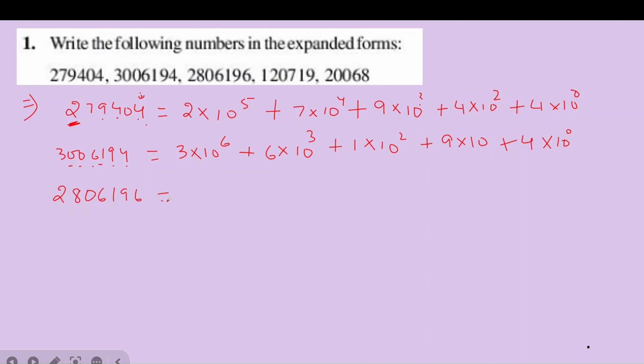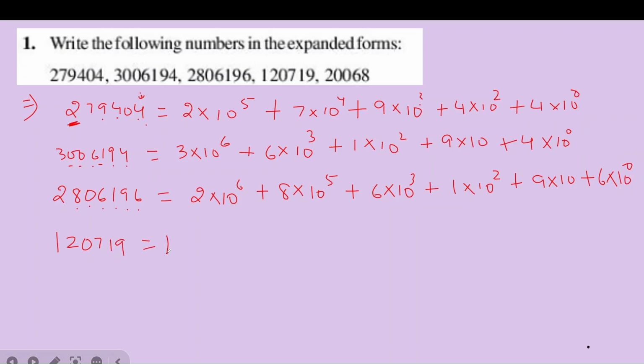2806196. So 2 times 10 raised to the power, 1, 2, 3, 4, 5, 6 again, plus 8 times 10 raised to the power 5, plus 0 we will not write. So 6 times 10 raised to the power 3, plus 1 times 10 raised to the power 2, plus 9 times 10, plus 6 times 10 raised to the power 0.